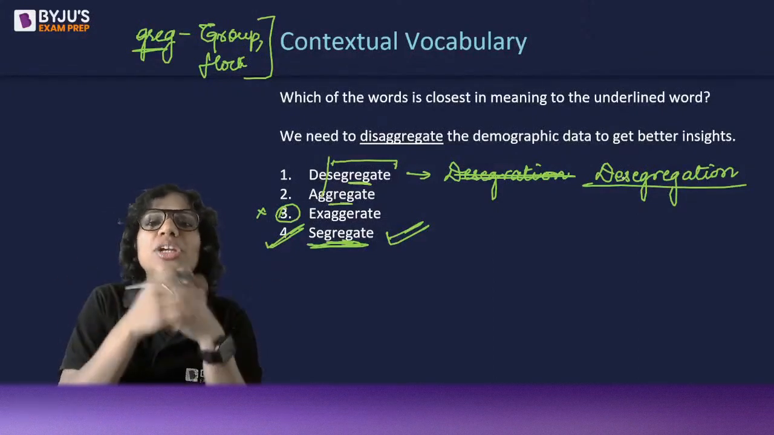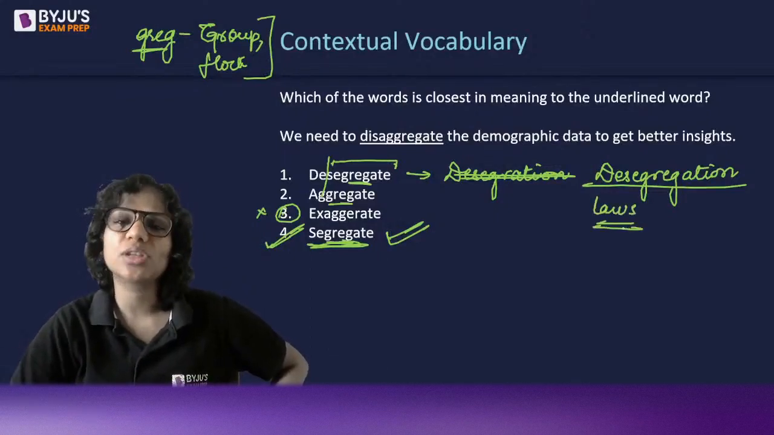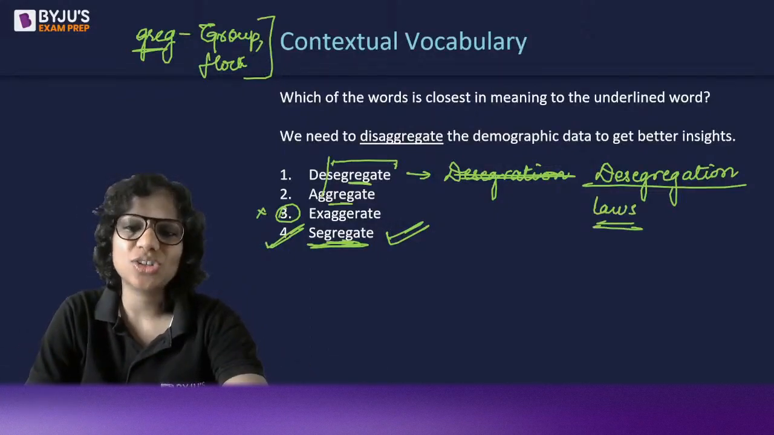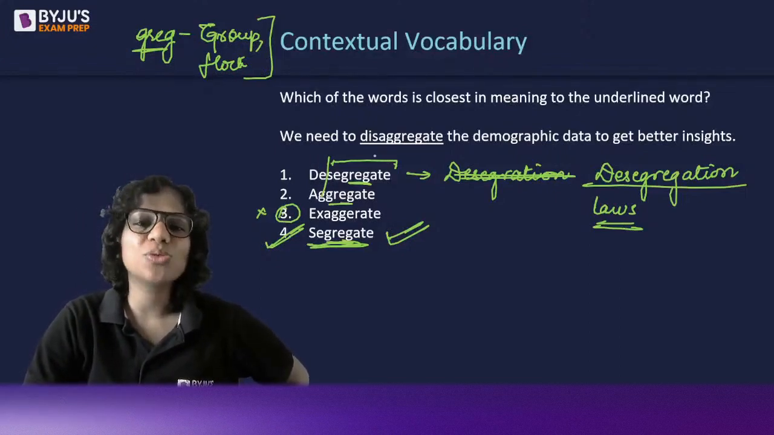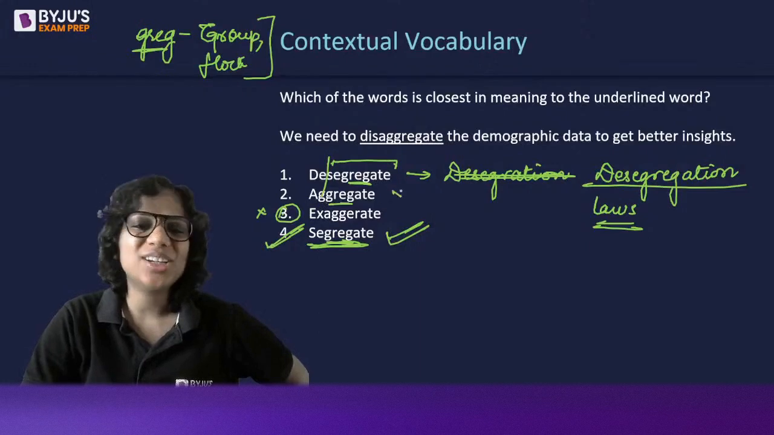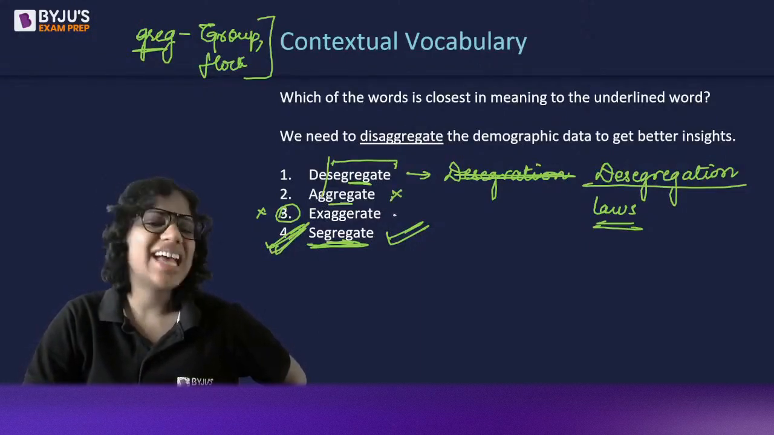They wanted them to interact with each other in the society. So such laws were called desegregation laws, laws that prohibited such discrimination. ठीक है? So desegregate का meaning तो different ही हो गया. It's in fact the opposite of segregate. Aggregate, no. Okay, we want a similar word. Segregate is the word. Exaggerate is not related here.